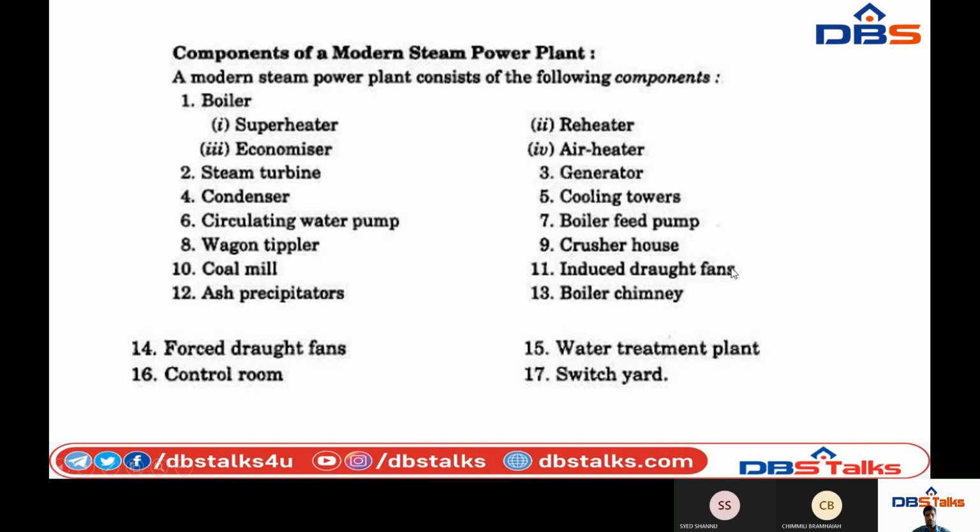Induced or forced draught fans are used for sending the air to the boiler for raising the temperatures by means of induced or forced draught. Boiler chimney. Chimney is used for escaping the unburnt or flue gases from the boiler. Forced draught fans, control room, water treatment plant, switchyard. These are the main components of a modern steam power plant.